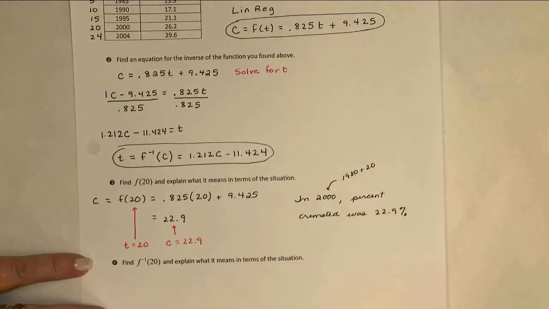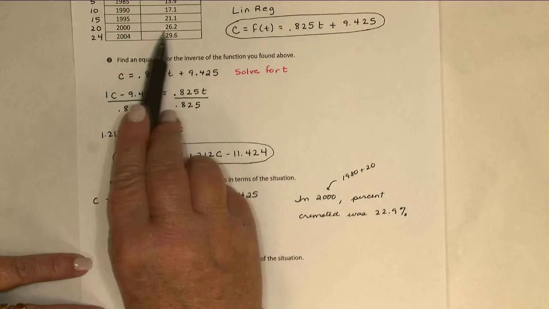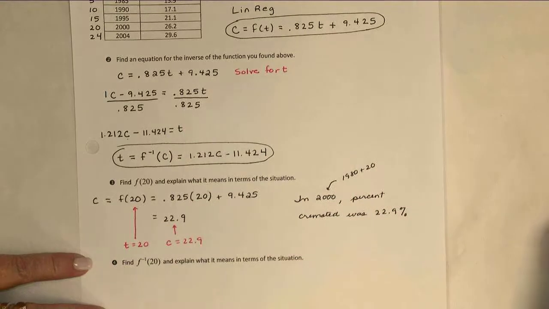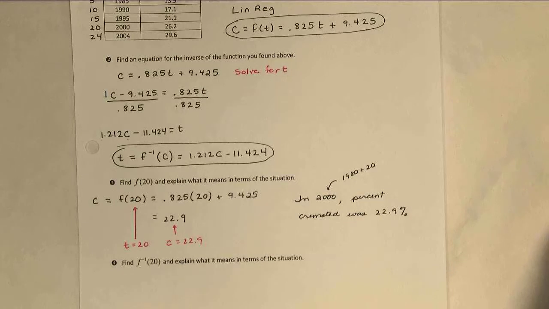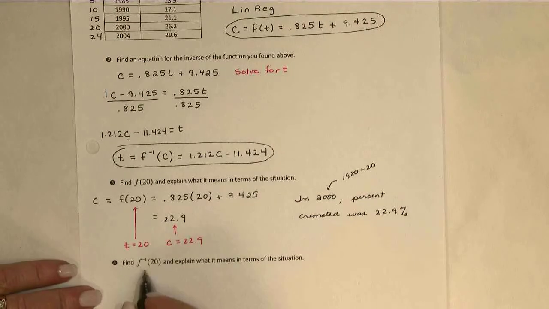We've talked about this in the past, but I just want to point out to you again that that's actually not the exact value that we found here. We found a slightly different value than what was in the table, and that's common. Our line's not going to go exactly through our points. It'll come close. All right, let's go on to the last question, finding f inverse of 20.